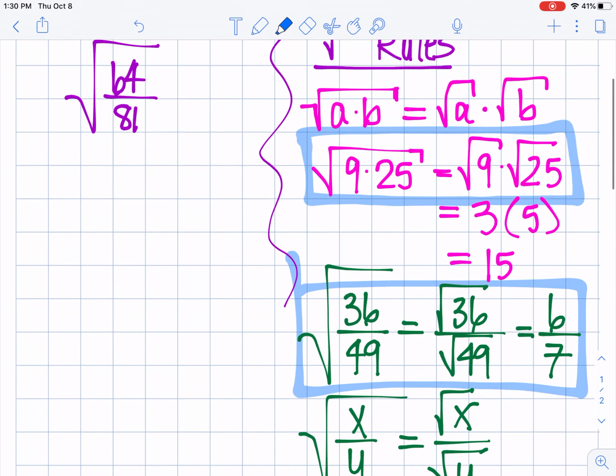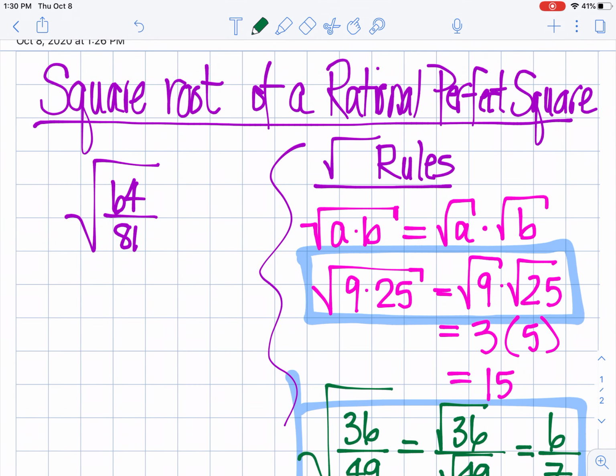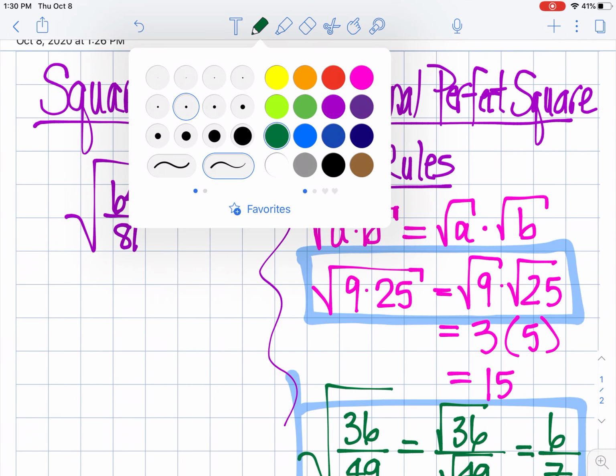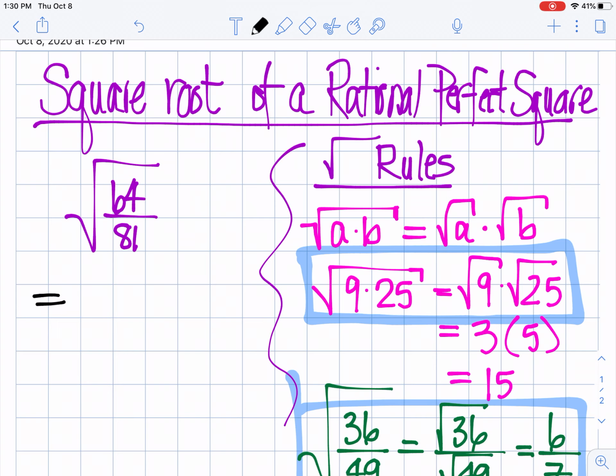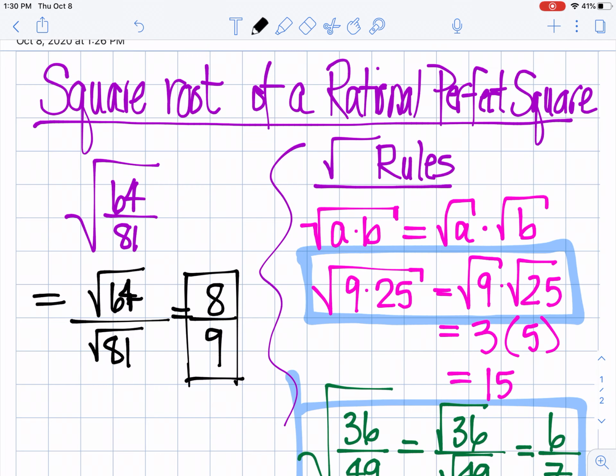Okay, so now if I go back to here, I can do my same problem. We'll do it in black. So I can rewrite this. This is going to be the same because it's a dividing of one big fraction. I'm going to split it up and I'm going to do the square root of the top individually, divided by the square root of the bottom individually. Then I take the square root of 64. The square root of 64 is 8. The square root of 81 is 9. And this would be my final answer.